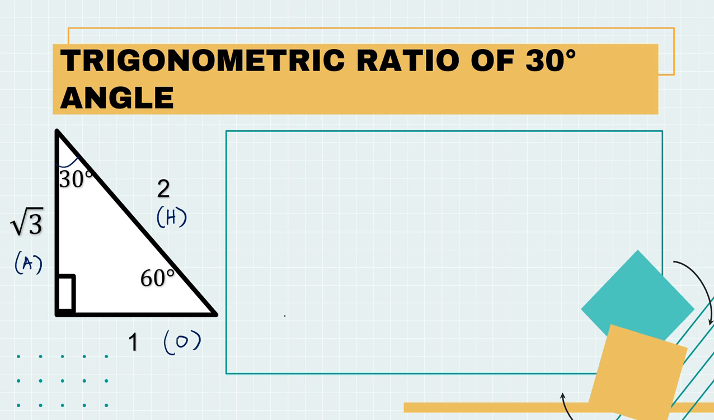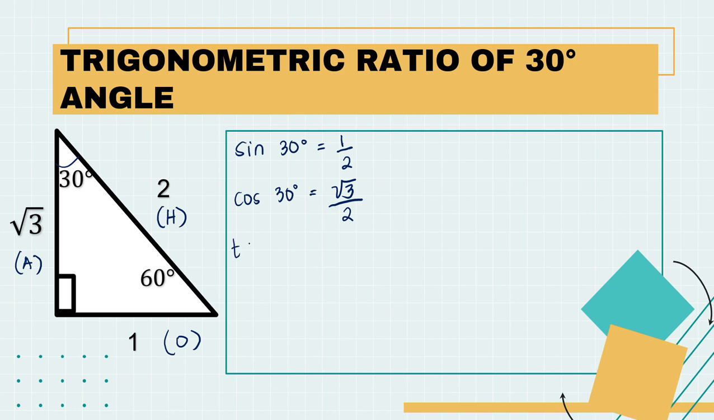So using the SOHCAHTOA, let's get the sine 30 degrees. So sine 30 degrees, that is opposite over hypotenuse. So that is 1/2. Next is cosine 30 degrees. That is adjacent side, which is square root of 3 over the hypotenuse 2.